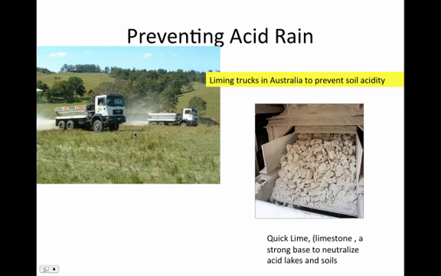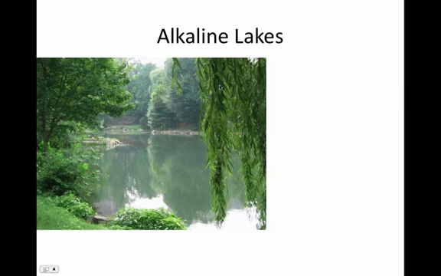These are trucks from Australia. If acid rain becomes a problem and your soil is getting too acidic, what you can do is counteract that by adding a little bit of base like lime. So these are liming trucks.